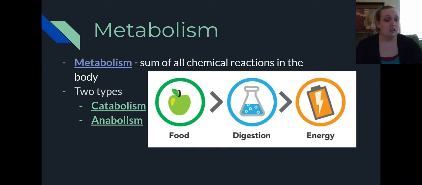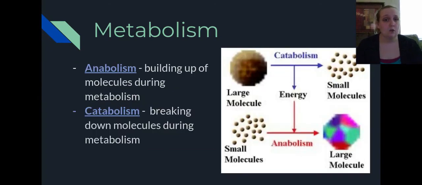So when we look at this, I want you to remember what anabolic steroids are. Anabolic steroids are illegal steroids that some individuals use to help build muscle mass. So anabolic steroids, anabolism, a building up of molecules. Catabolism is the breaking down of molecules during metabolism. So if any of you have cats, they can get into things and break things. So that's a way to remember what catabolism and anabolism are.